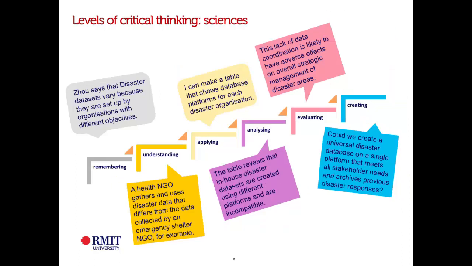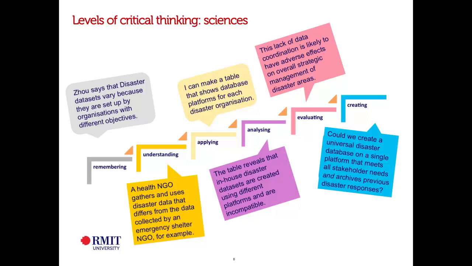Here's a simple taxonomy of thinking for students of the sciences. In early research stages, our first reading of the text will probably focus on remembering and understanding. First, we remember, for example, that Joe says different disaster management organisations collect different data. When we understand, we can give an example of how this might work.